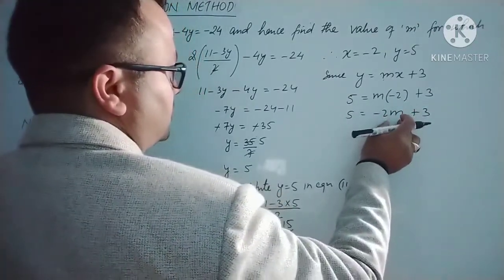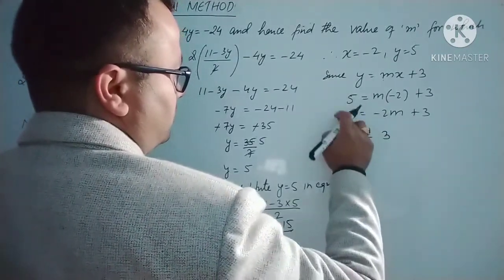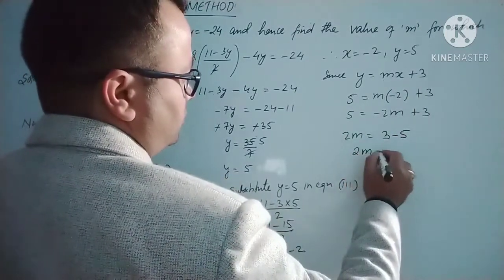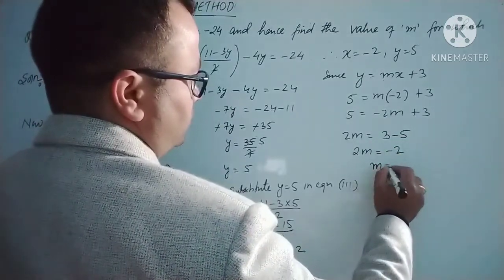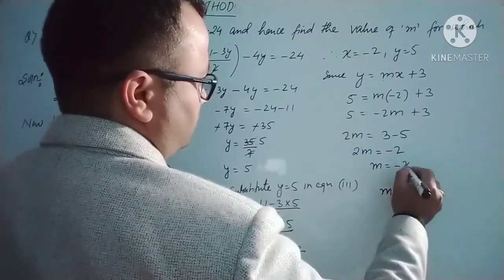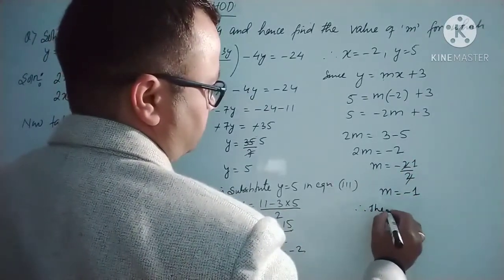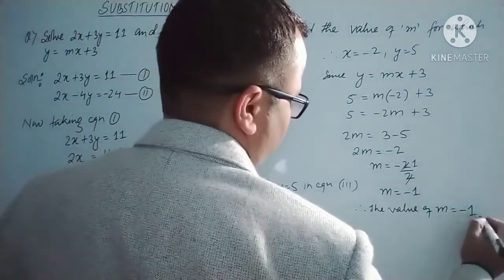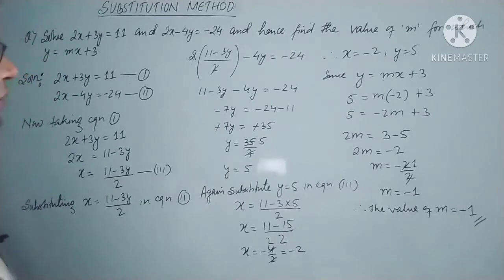Now minus 2m, take it to the left hand side, it is 2m equals 3 plus 5, take it to the right hand side, it is minus 5. So 2m equals 3 minus 5 is minus 2. So m equals minus 2 divided by 2. So it is minus 1. Therefore the value of m equals minus 1. This is the solution of this question. Thank you. This was for today.